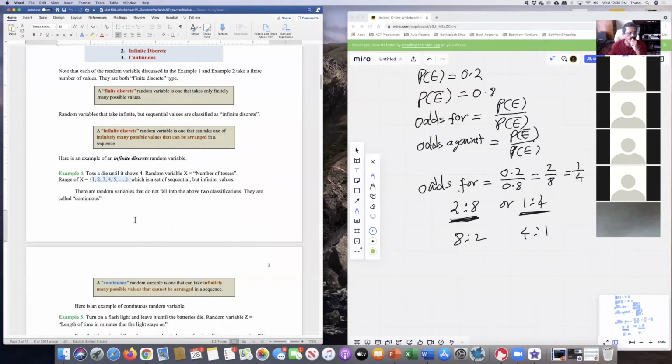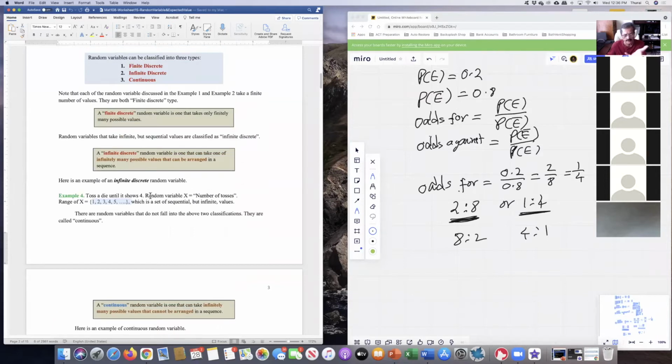The next one is continuous. So if it is finite, then it is finite discrete. If it is infinite, but you can arrange them, then it is infinite discrete. Continuous means it's infinite and you cannot arrange them. It's like all the numbers between 1 and 2. If the value of the random variable is all the numbers between 1 and 2, what is the first number after 1? Can you tell?